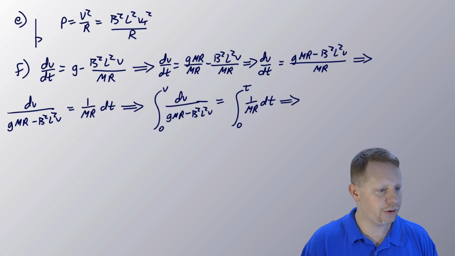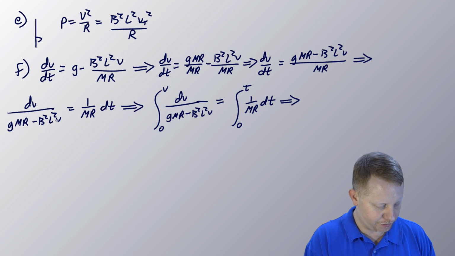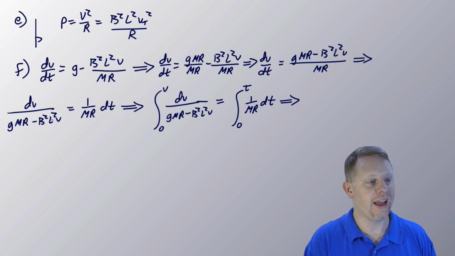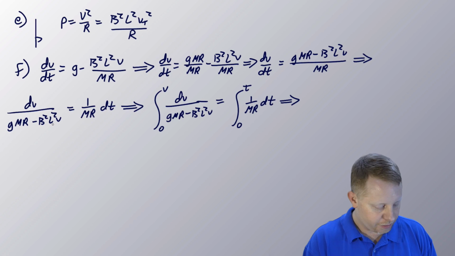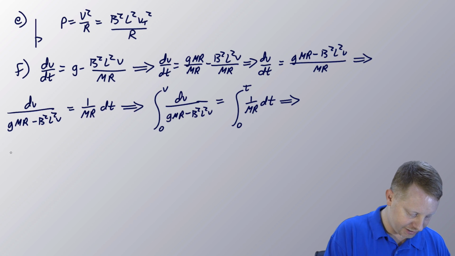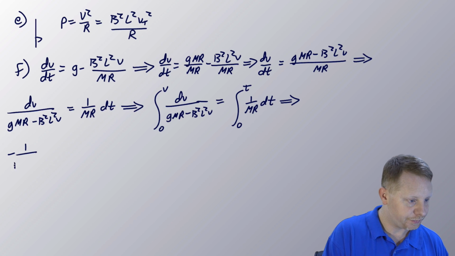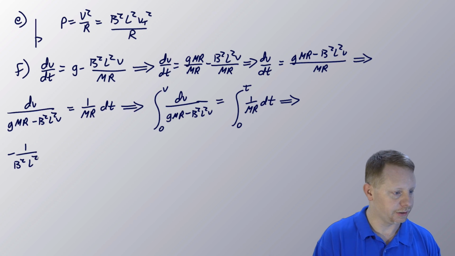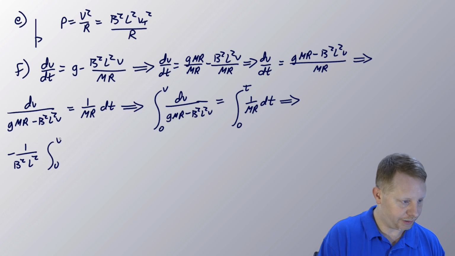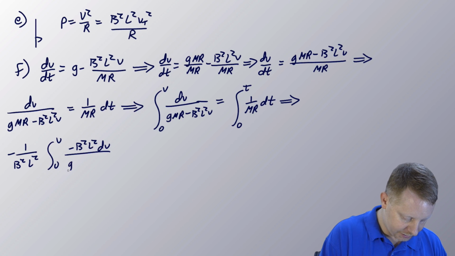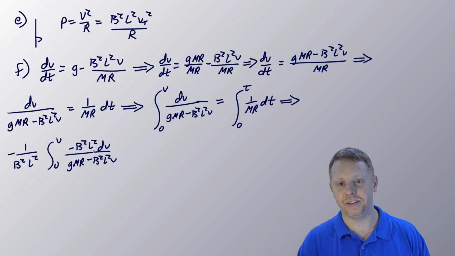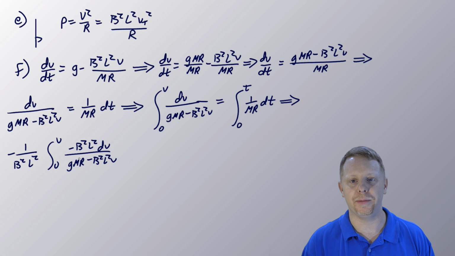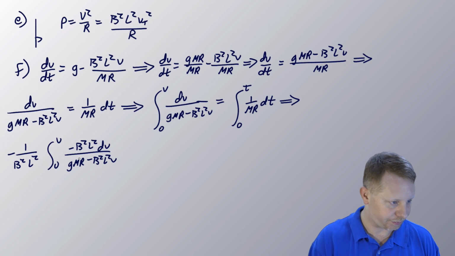All right, to integrate this further, on the left-hand side, we've got dv over v, but I've got this minus b squared L squared in front of the v that I've got to take care of so that I can get this in the form du over u. So what I'm going to do is write this on the left-hand side as minus 1 over b squared L squared, integral from 0 to v, of minus b squared L squared dv over gMR minus b squared L squared V. Now this is in the form du over u, so I'm going to be able to integrate that with the natural log function.